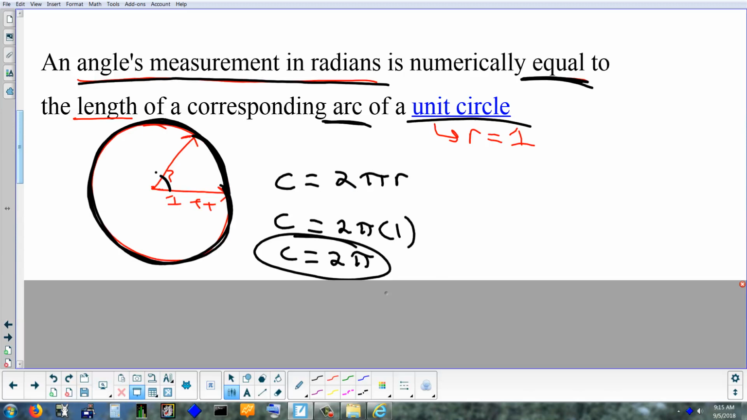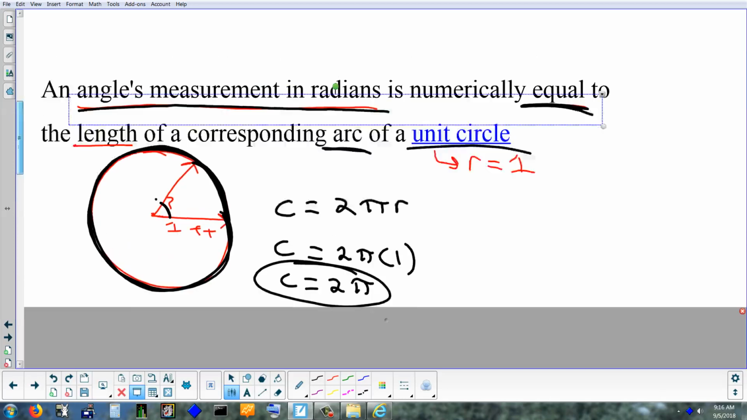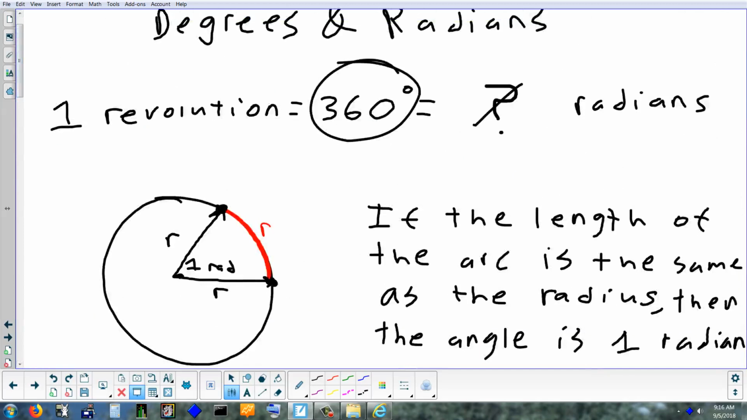So the length of the circumference is equal to the size of the angle in radians. So the arc is 2 pi units, which is exactly the same as the angle in radians, which is also 2 pi radians. So now we know to go all the way around a circle, it's 2 pi radians. So that answers that question based on the fact I gave you about a unit circle.